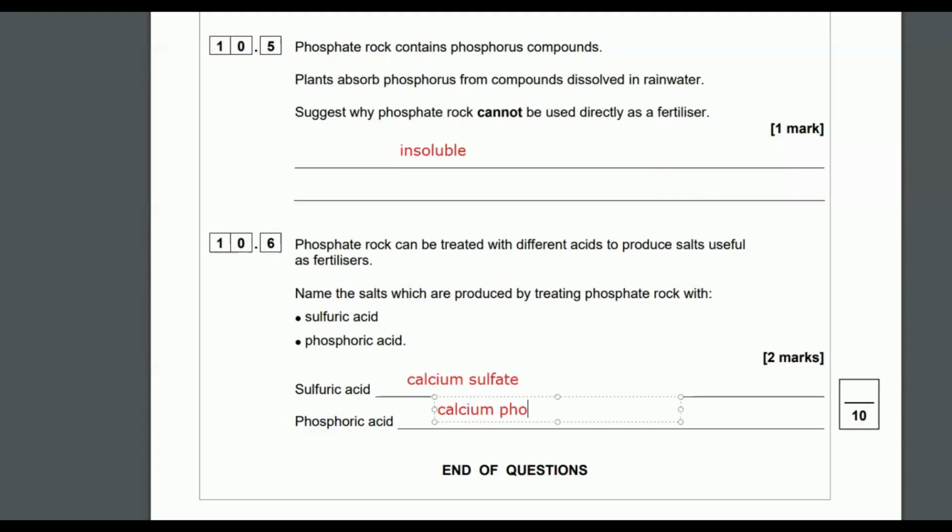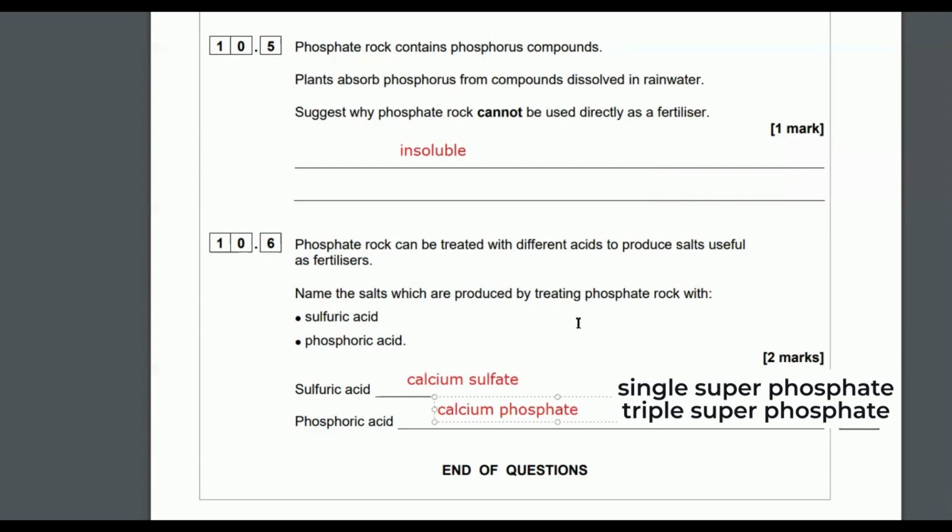They also have another name, each of these. Calcium sulfate is known as single superphosphate, and calcium phosphate is known as triple superphosphate. Anyway, good for revision cards.